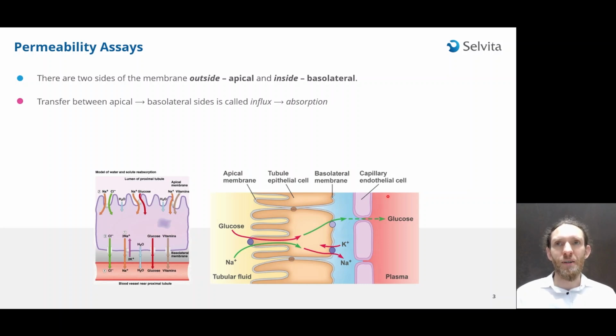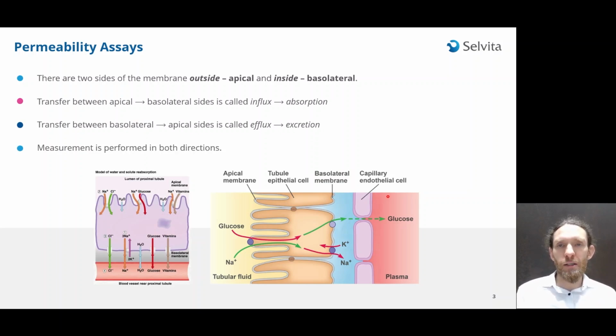A transfer between apical and basolateral side is called influx. This is the absorption. A transfer between basolateral side and apical side is called efflux. This is the excretion. Usually, in almost every assay, we measure the permeation in both directions.